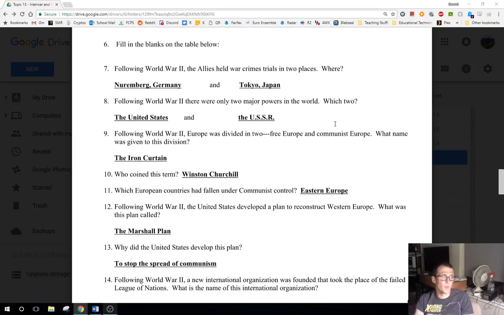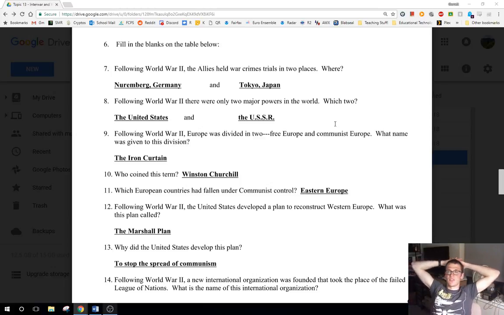So, following World War II, the Allies are going to hold war crime trials of people in Japan and also the Nazis, and this is going to take place in Nuremberg, Germany, and then Tokyo, Japan, for the Pacific Front, and the Japanese and their actions, right? So, the two major powers at the end of the war are the United States and the Soviet Union, and you will get this post-war world where you're going to get the Cold War, right?